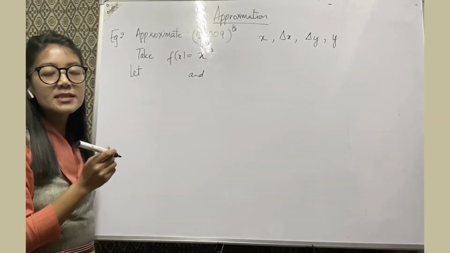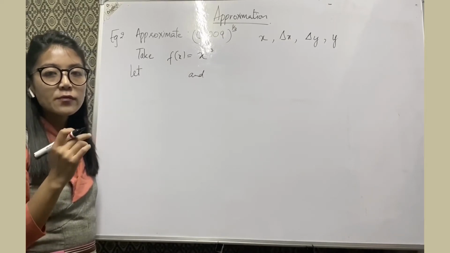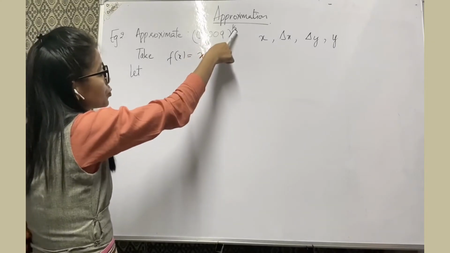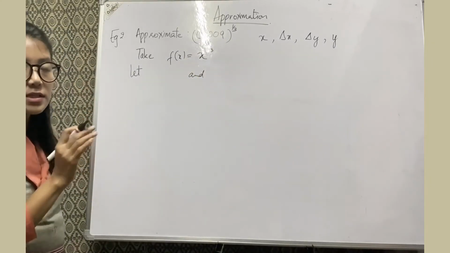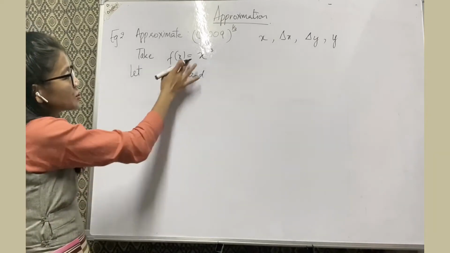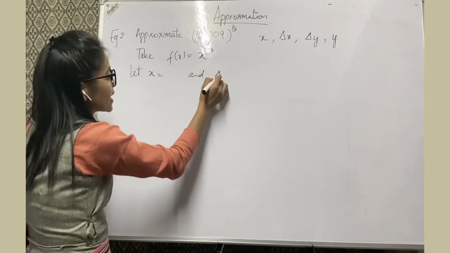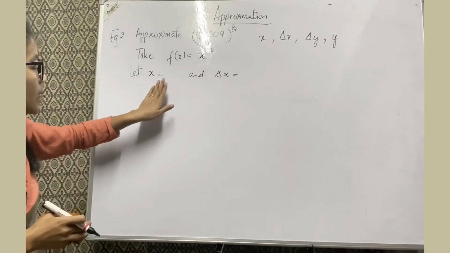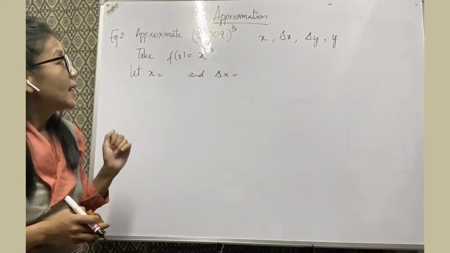Okay, in the previous example your function was square root, so we had written f of x is equal to square root of x, and here my function is cube root, so therefore you will write f of x is equal to cube root of x. So this is how the function is to be defined. Then you have to choose x and delta x, okay, such that delta x is nearest to 0.